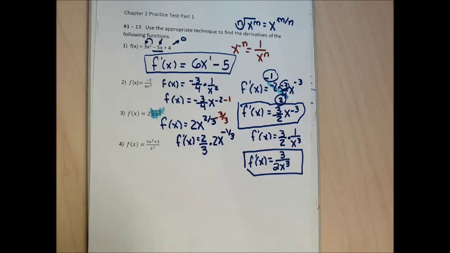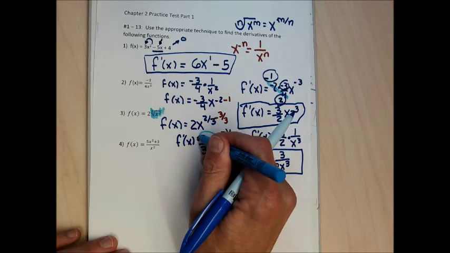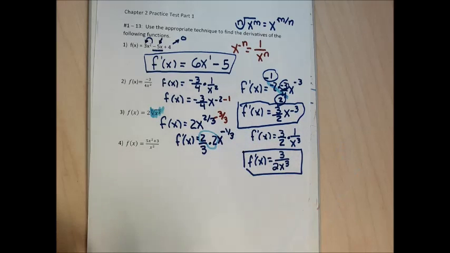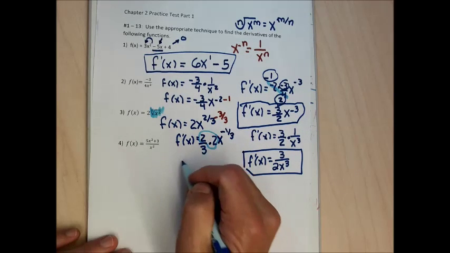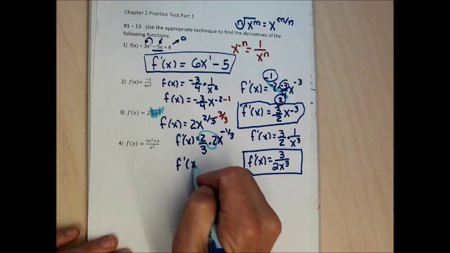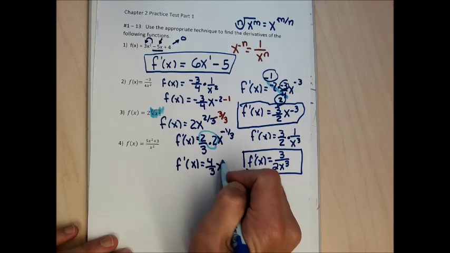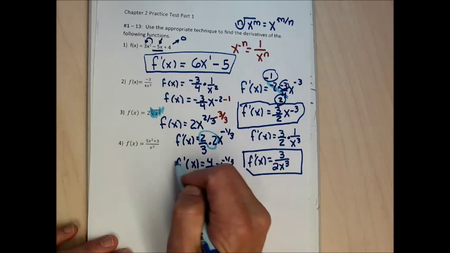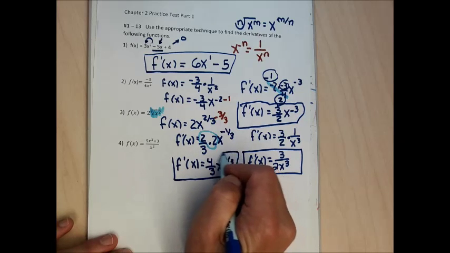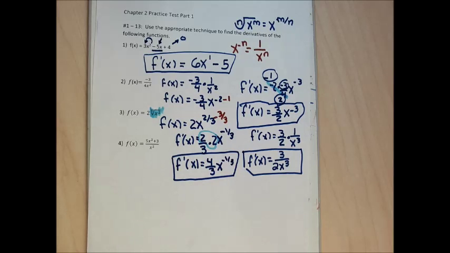To start cleaning up the fraction work, if I'm multiplying a fraction by an integer, I can just multiply the numerator by that integer. And this is going to give me f prime of x equals 4/3 times x to the negative 1/3. If you got this far on the test and gave me this for an answer, I'd live with it. It's a very weak answer, but it's acceptable. Let me write two answers that are better.